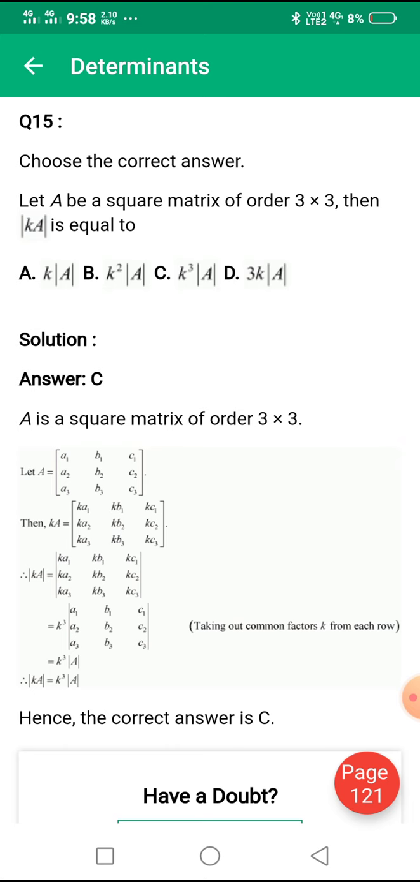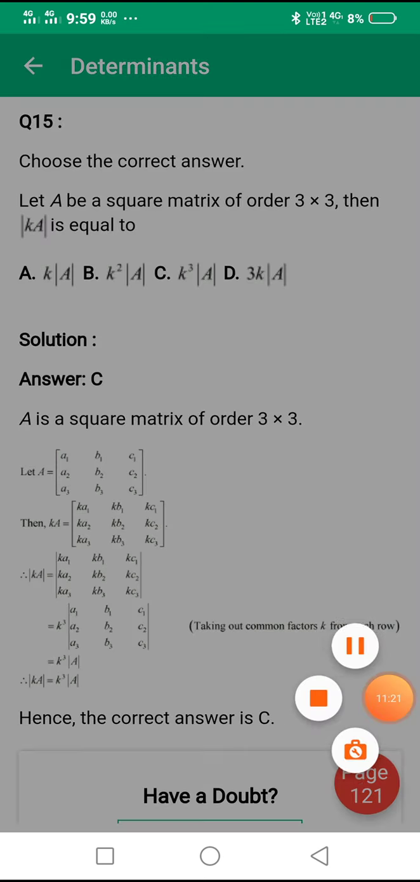So as I am getting 3 constants outside, I will write k cube and the determinant a1 b1 c1, a2 b2 c2, a3 b3 c3. But you can see that this is determinant A. So determinant of k into A is k cube into determinant A. The correct option is C.